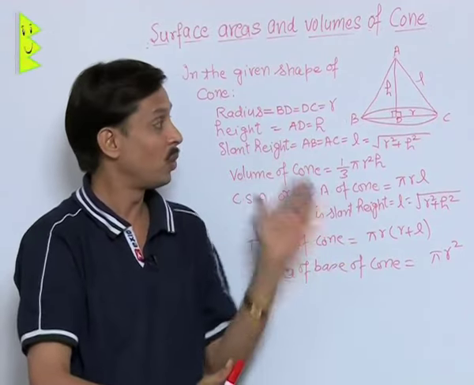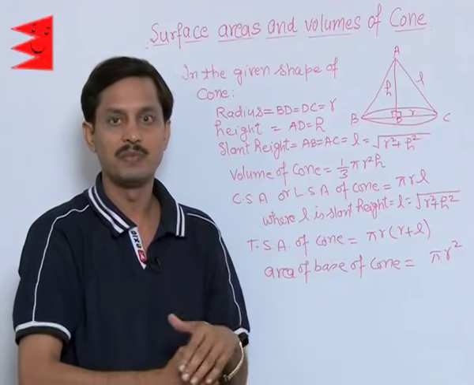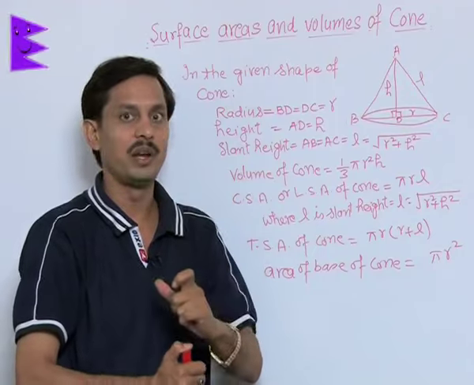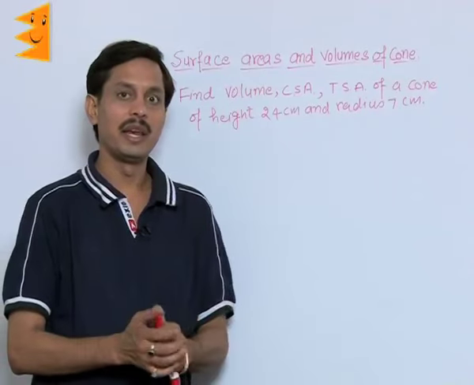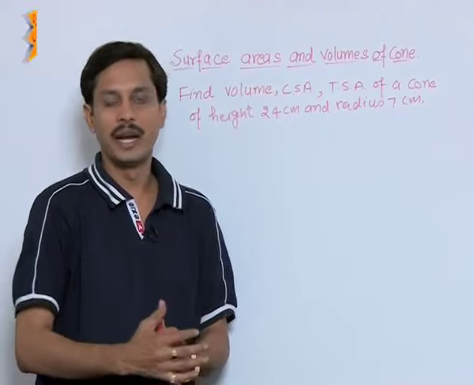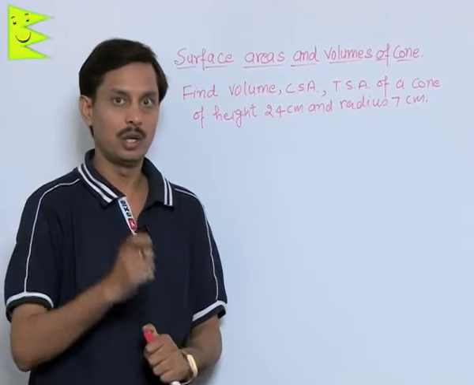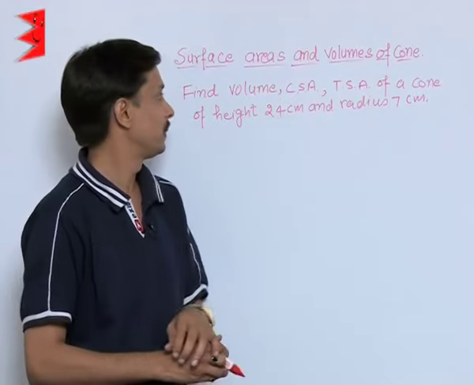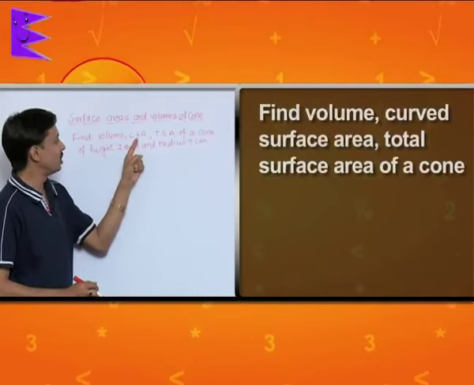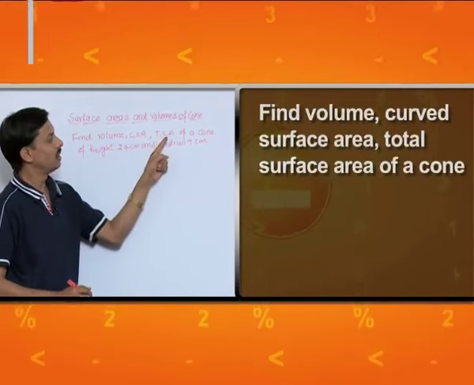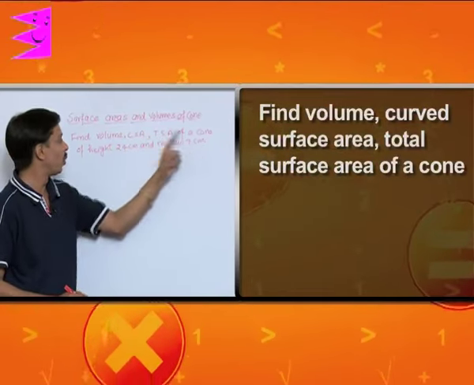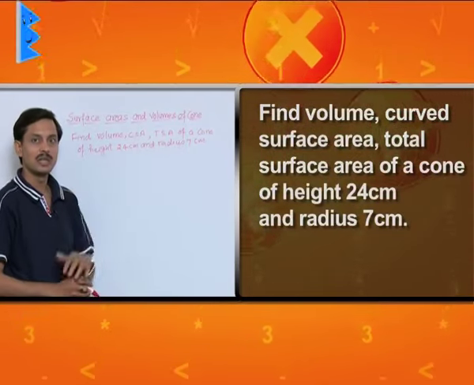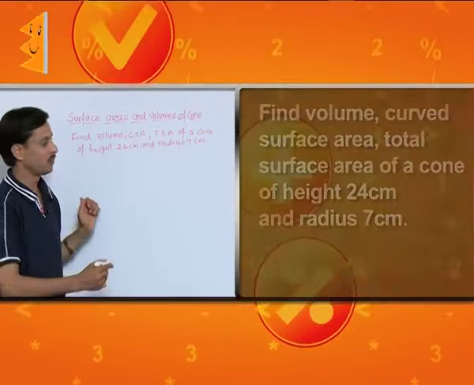So we have to memorize these results with all logics, and we will apply them to solve problems related to the cone. I am taking an example where volume, slant height, lateral surface area and total surface area of a cone are required to be calculated. Find volume, CSA, curved surface area, and TSA, total surface area, of a cone of height 24 centimeter and radius 7 centimeter.